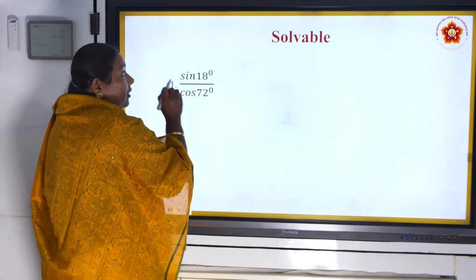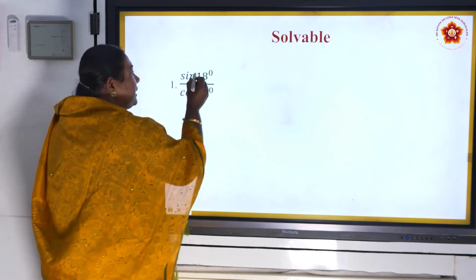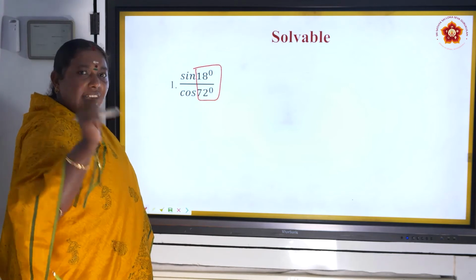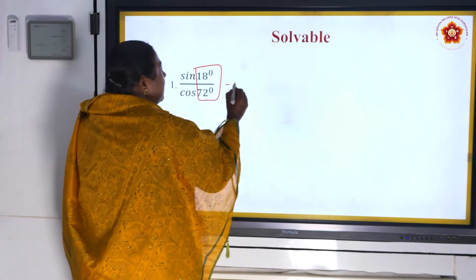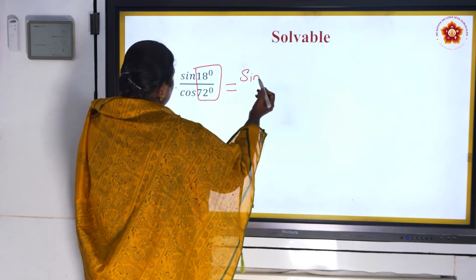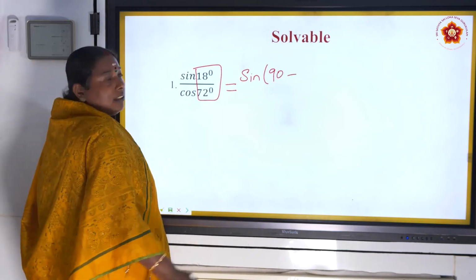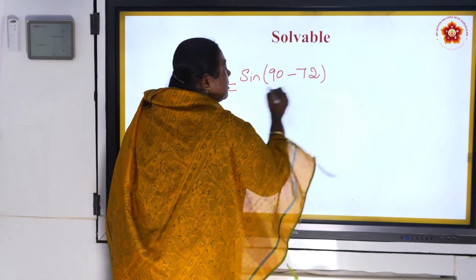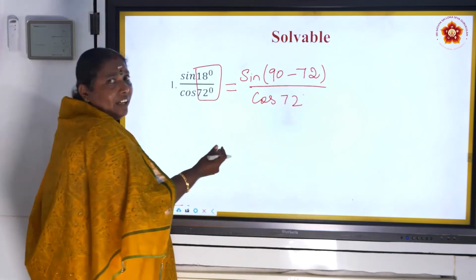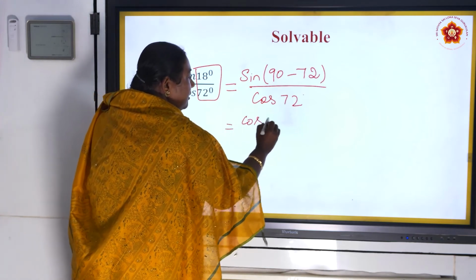Now it's a very easy sum. See, solvable is very easy. Whenever you have like this, just look at the angles. Add this. If you are getting 90, close your eyes and write any one of them. Sine 18, how will you get it? Sine 90 minus 72. Just now I studied. If I have sine 90 minus A, I can write it as cos A, right?